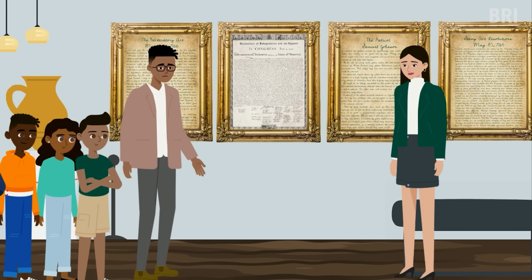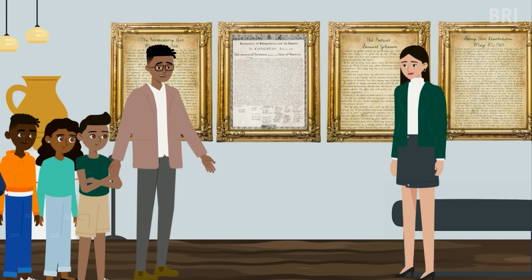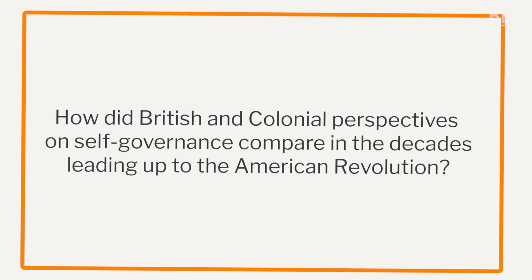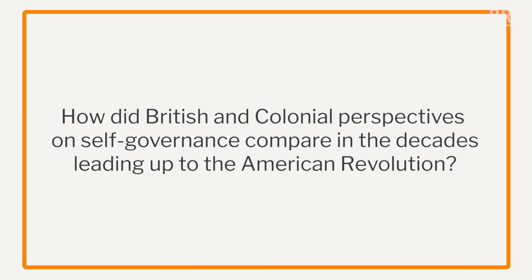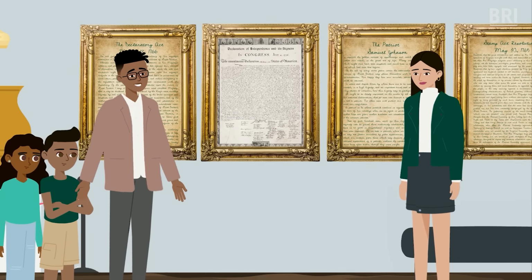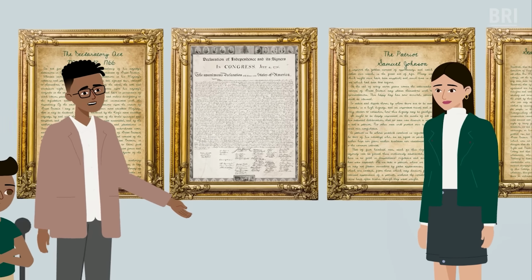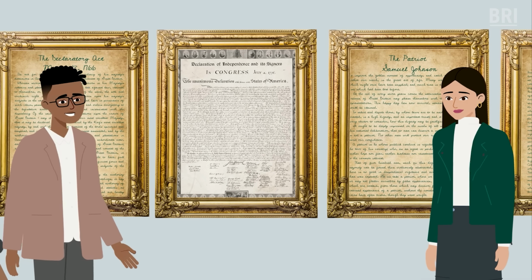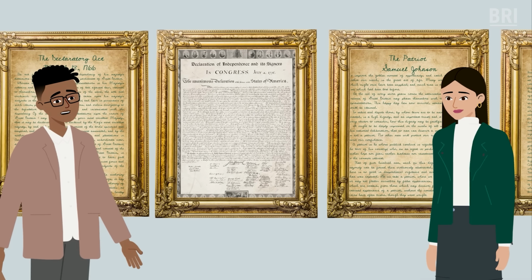The documents will inform our answer to an important historical question. How did British and colonial perspectives on self-governance compare in the decades leading up to the American Revolution? By considering the perspectives in these sources, we can begin to understand how colonial and British opinions differed in the 1760s and 1770s.